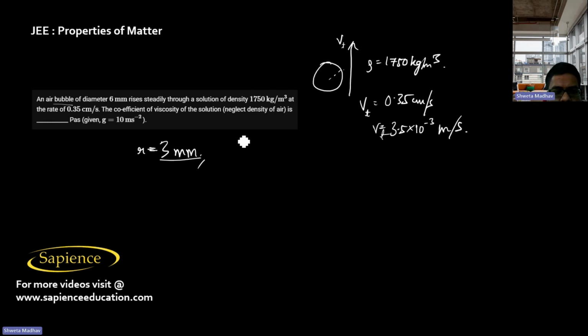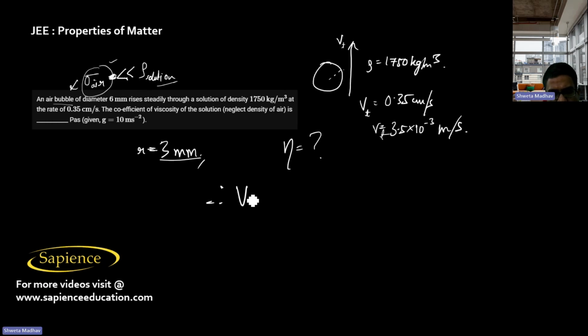The terminal velocity is given. The coefficient of viscosity of the solution in Pascal second is what we have to find out. So an air bubble is there, and the density of the air is approximately zero, since it is much less as compared to the density of the solution. So hence we can ignore the density of the air also.